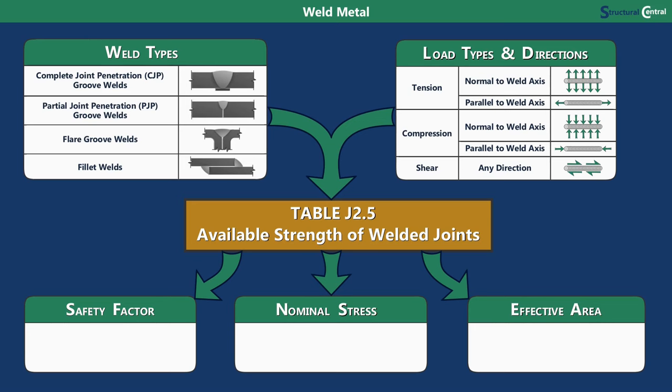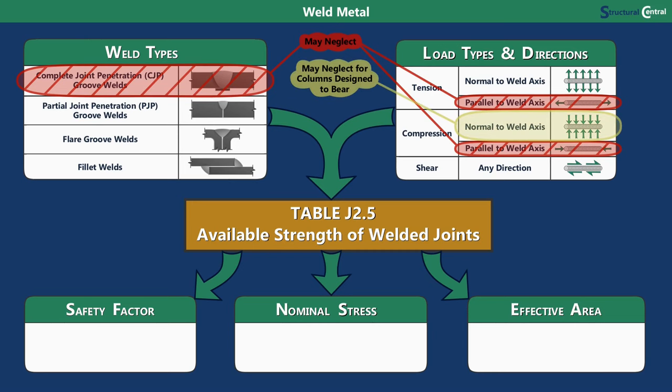To start, I'll point out that there are three cases where weld strength calculations are not required. First, for complete joint penetration groove welds, the strength of the joint will be controlled by the base metal since the weld will be strong enough for it to be considered fully developed. Second, for cases where the tension or compression is parallel to the weld axis, it is permitted to neglect the stress in that direction when the weld is designed. And finally, the weld strength does not have to be determined for columns in compression that are designed to bear.